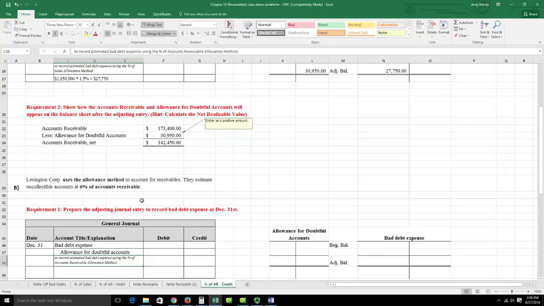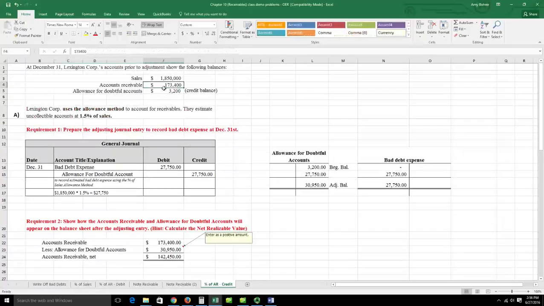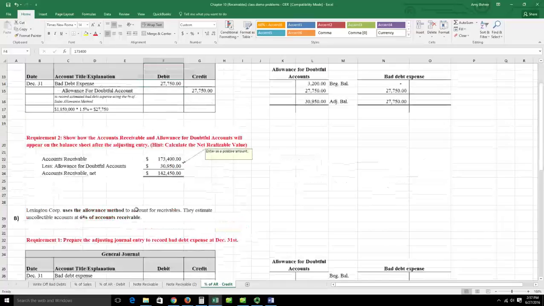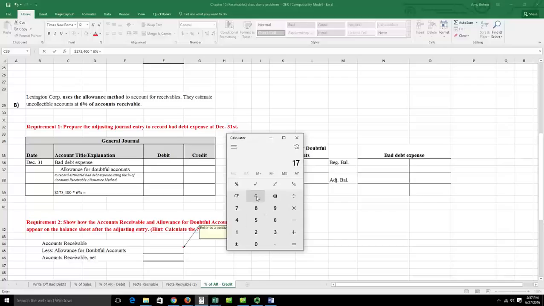And with the percent of accounts receivable, it's a little bit different. Remember, percent of sales, all we needed was the sales and the percentage. But with accounts receivable, I need the accounts receivable balance because now we're estimating our bad debts based off our accounts receivable balance and not sales. So I need the $173,400 times the percentage that they gave us, right? 6%. And let's go ahead and do that in the calculator. 173,400 times 0.06, because 6% converted to a decimal is 0.06.